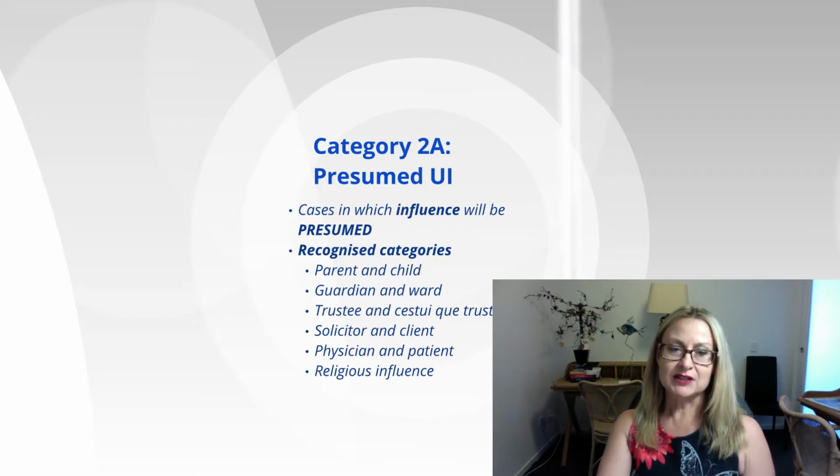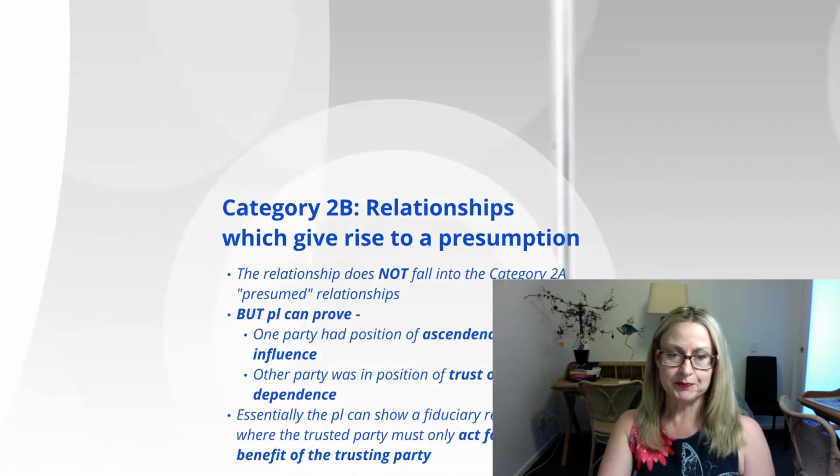Once we have this irrebuttable legal presumption that the relationship involved influence, all you really need to do is show that there was some kind of questionable transaction, and equity basically does the rest for you. It assumes that the influence was undue, and then the onus shifts. I'll talk a bit more about the presumptions in a minute.